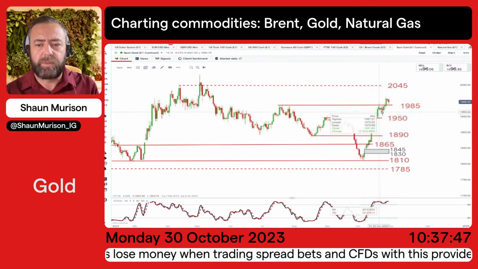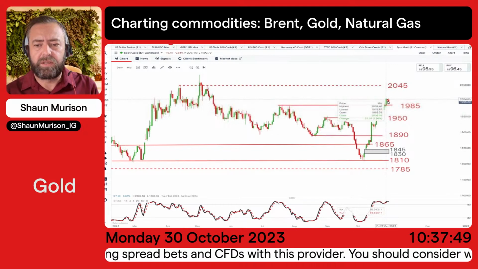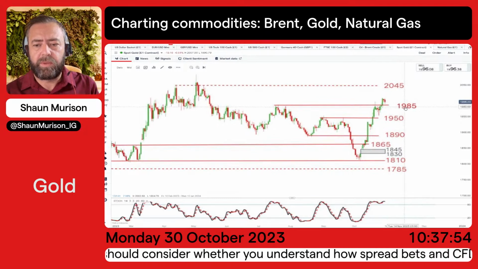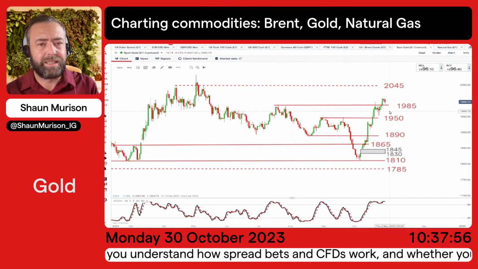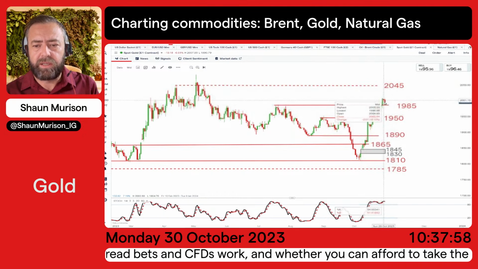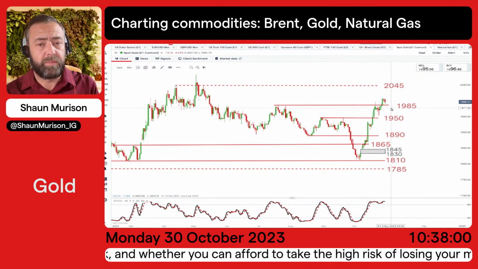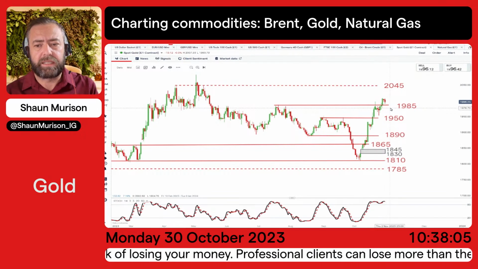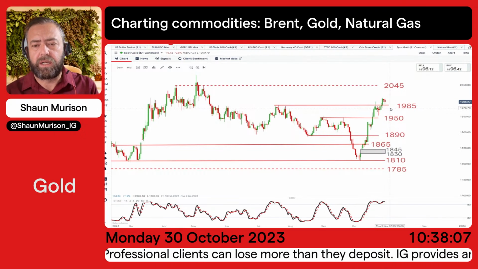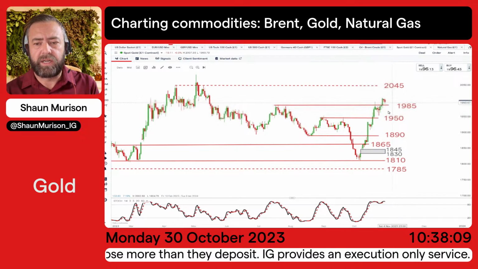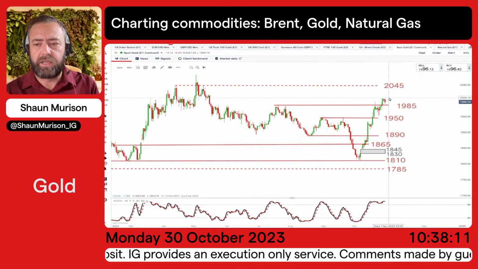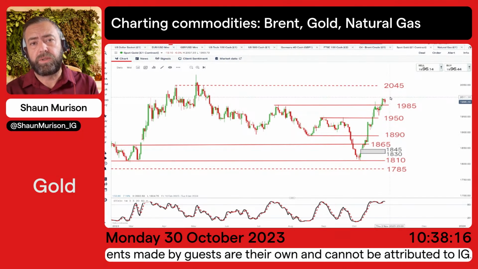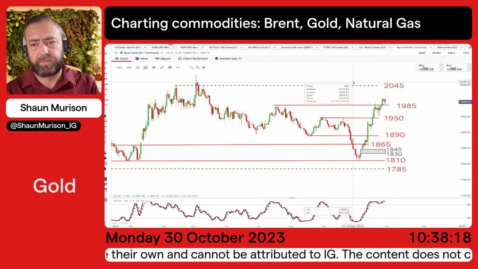So the bias here, I think, is to be buying into a pullback, looking to see where that pullback ends. 1985, quite close. Maybe you could have a level there sitting about 1965. I want to see that pullback end with a bullish price pattern, an engulfing, a harami, a piercing line, anything like that, looking for long entry into gold and targeting that move higher. In that situation, this recent high here, 2010 odd, would be that initial target, and through that, we're looking at 2045.